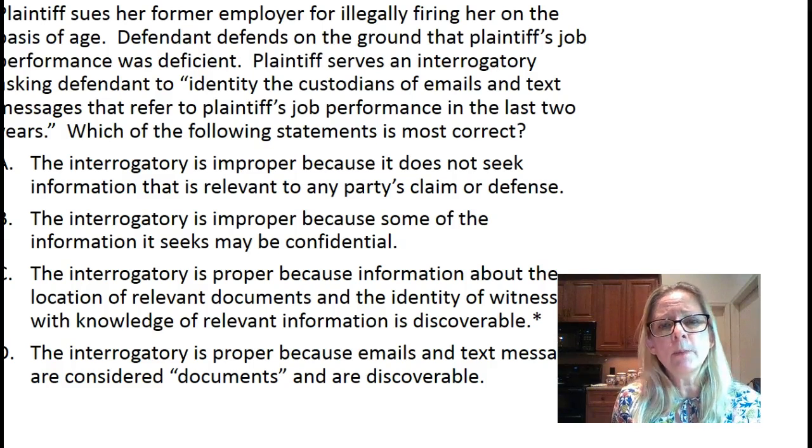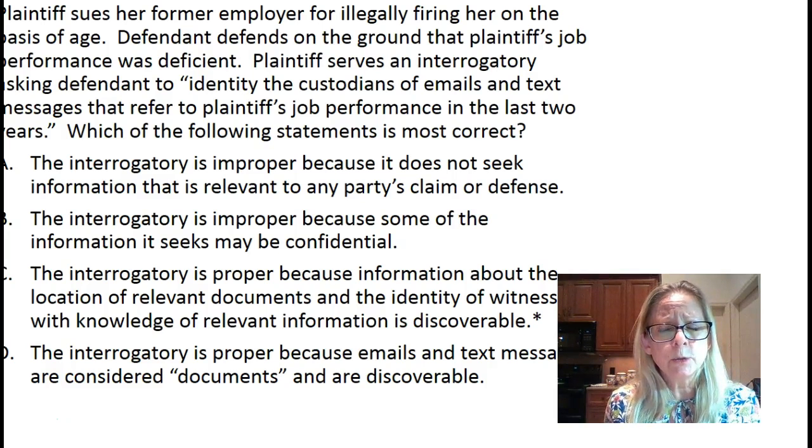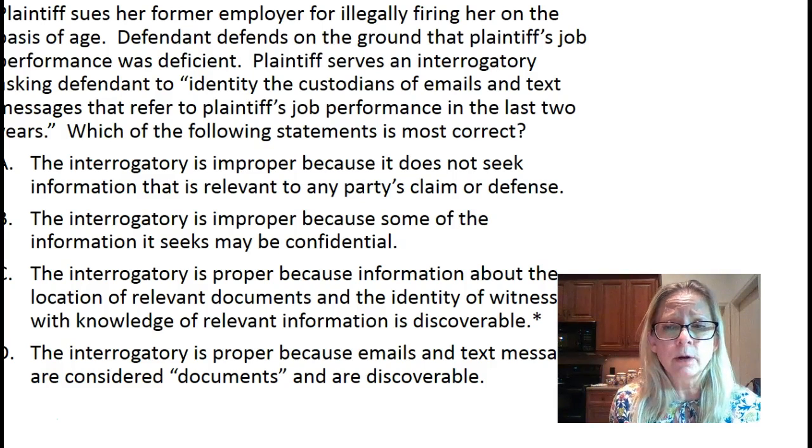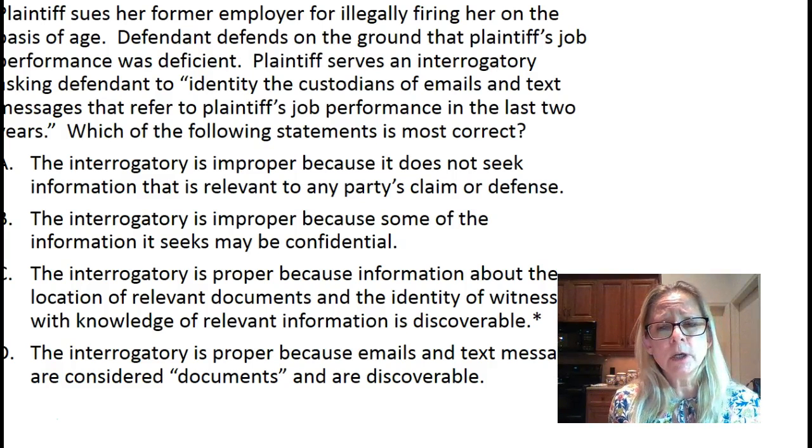B, the interrogatory is improper because some of the information it seeks may be confidential. That may well be true, but that is not a valid reason for resisting discovery. That doesn't mean that the interrogatory is improper. The correct response to any discovery that requests confidential information is that a protective order should be put into place, a confidentiality order where the information is not subject to the public record and the parties are under an order to keep it confidential.